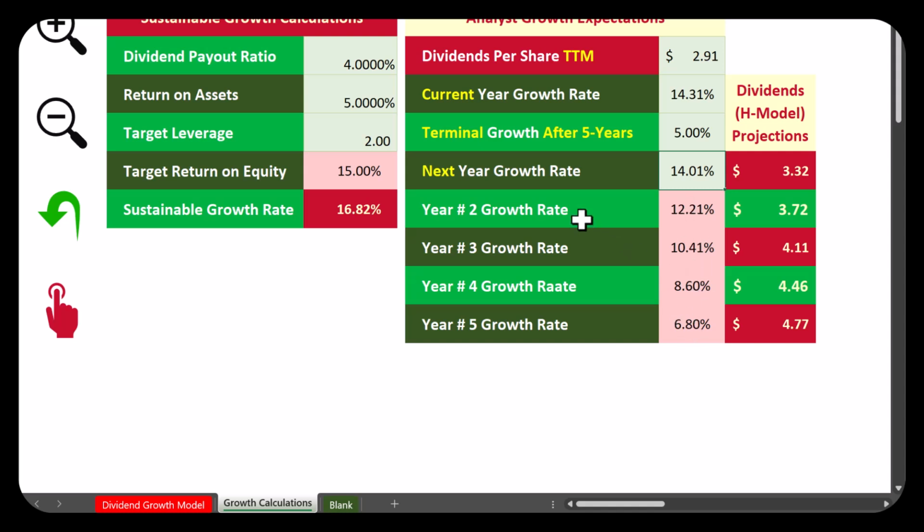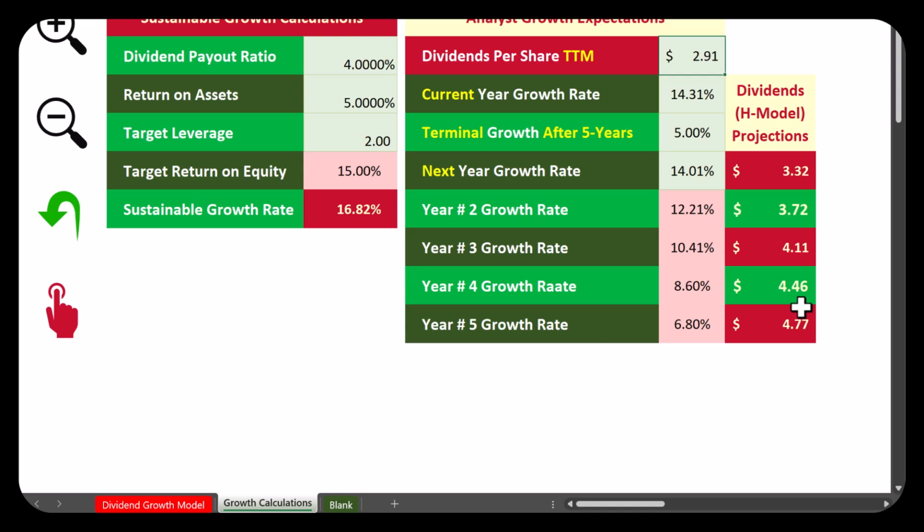These growth rates for years 2, 3, 4, and 5 are calculated using essentially a linear projection. I'm basically saying next year this company is expected to grow 14%. After 5 years, it's going to grow at 5%. And the drop from 14 to 5 is going to happen in a linear fashion. Given these projections and given that we have an estimate of dividends per share, they can automatically calculate projected dividends using the so-called H model.